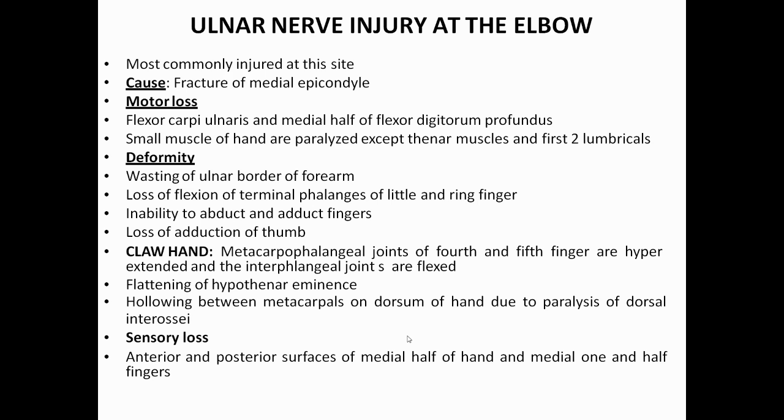Deformity: wasting of the ulnar border of the forearm, loss of flexion of the terminal phalanges of the little and ring fingers, inability to abduct and adduct the fingers, and loss of adduction of the thumb. Claw hand: the metacarpophalangeal joints of the fourth and fifth fingers are hyperextended and the interphalangeal joints are flexed. Flattening of the hypothenar eminence, hollowing between the metacarpals on the dorsum of the hand due to paralysis of the dorsal interossei. Sensory loss: anterior and posterior surface of the medial half of the hand and medial one and a half fingers.